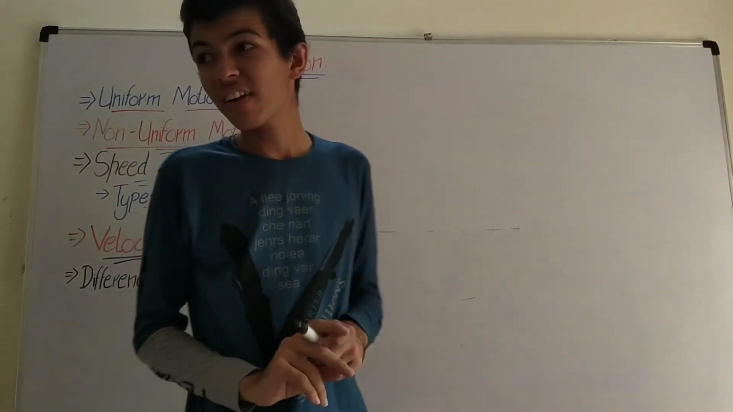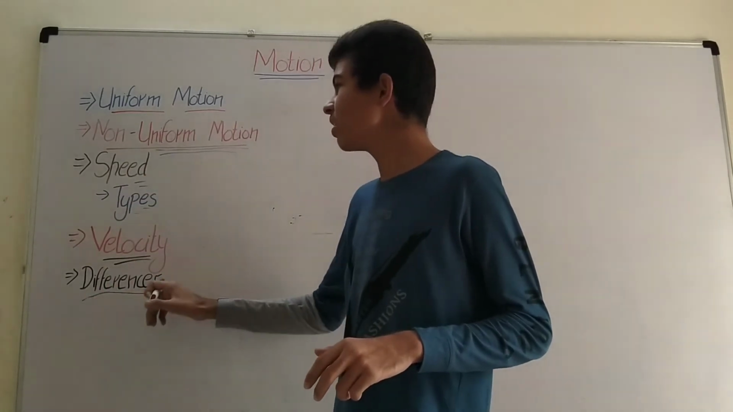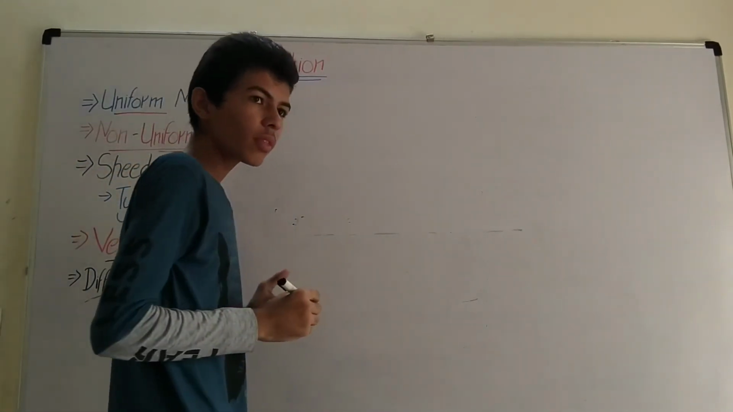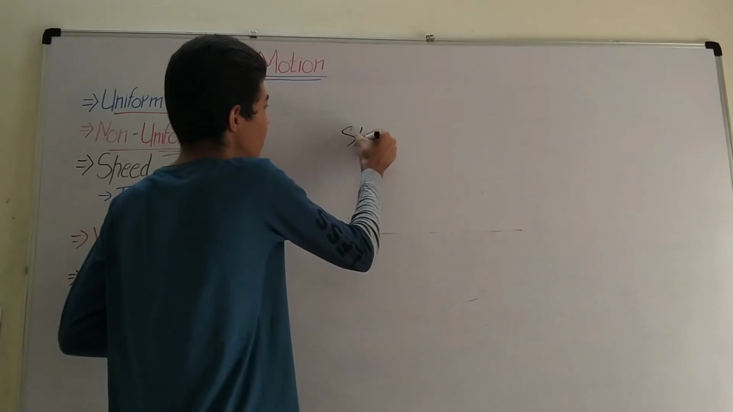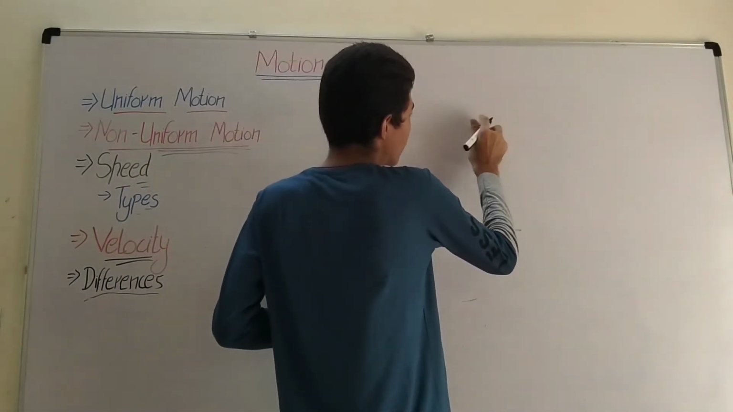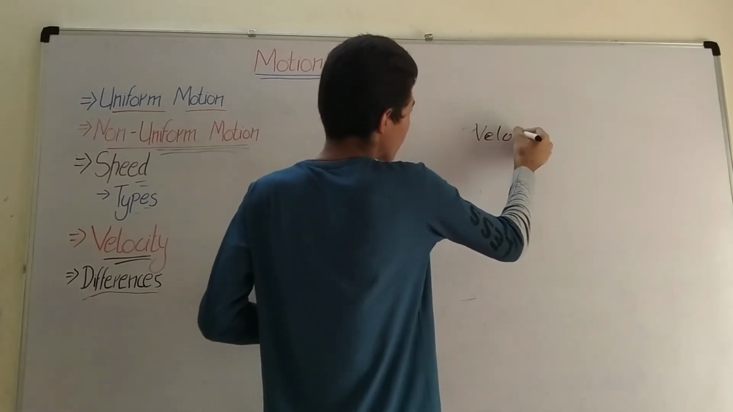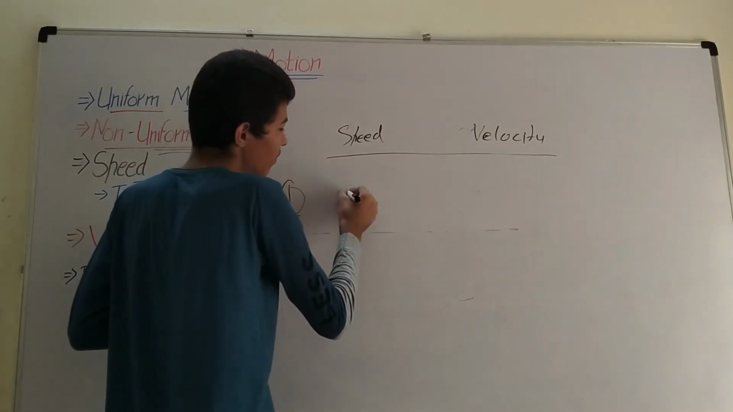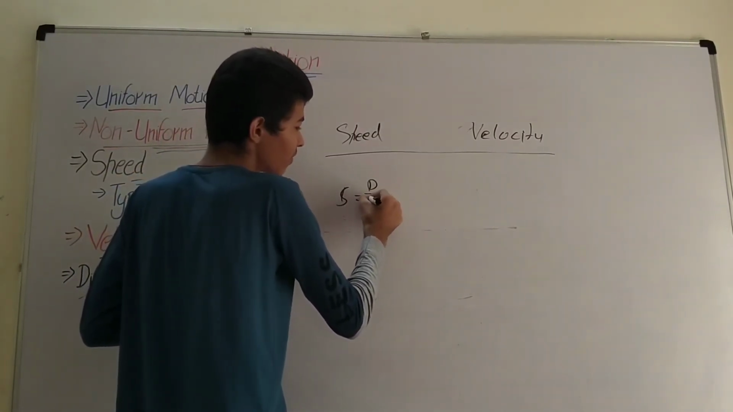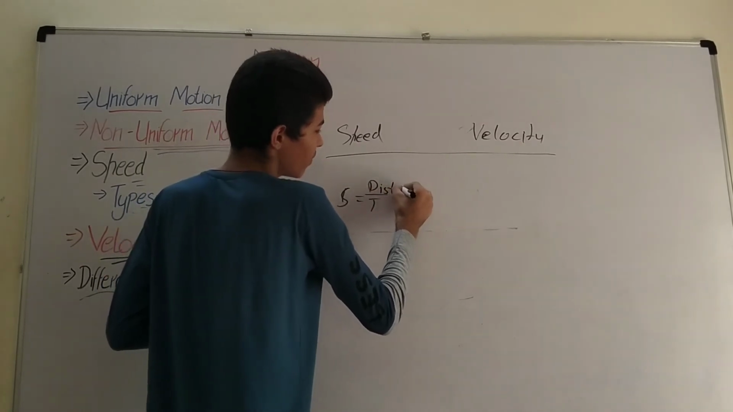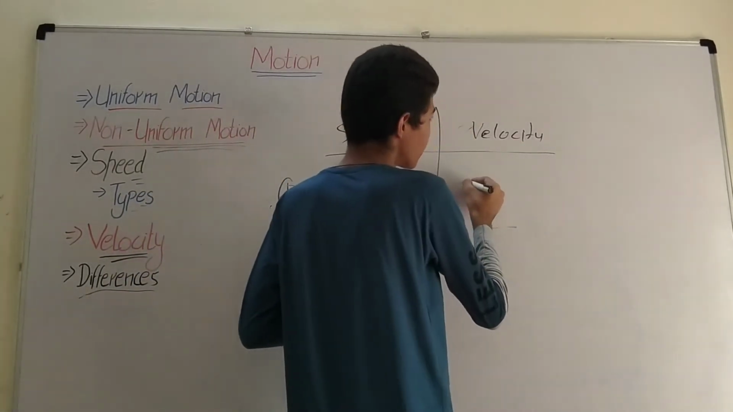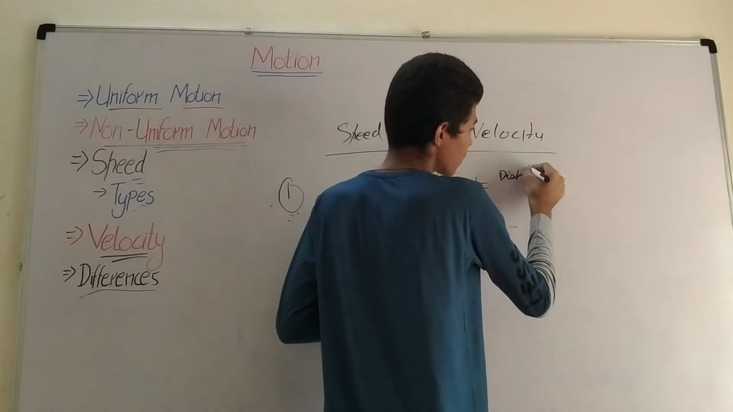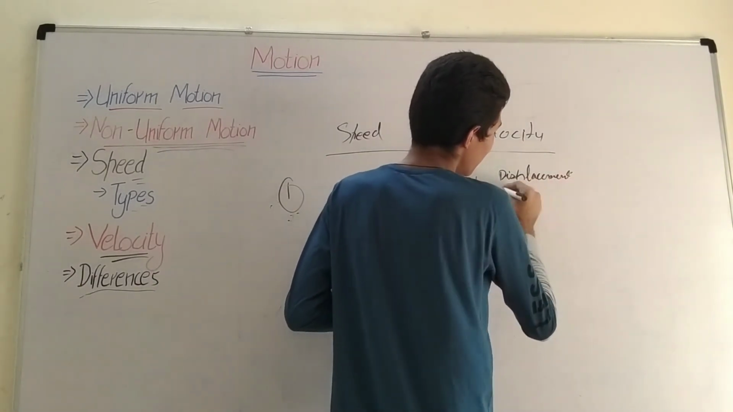So let's talk about the difference between speed and velocity. What is the difference between speed and velocity? First, here is speed and this is velocity. The first difference is that speed is equal to d by t, where d stands for distance traveled, but velocity is displacement by time.